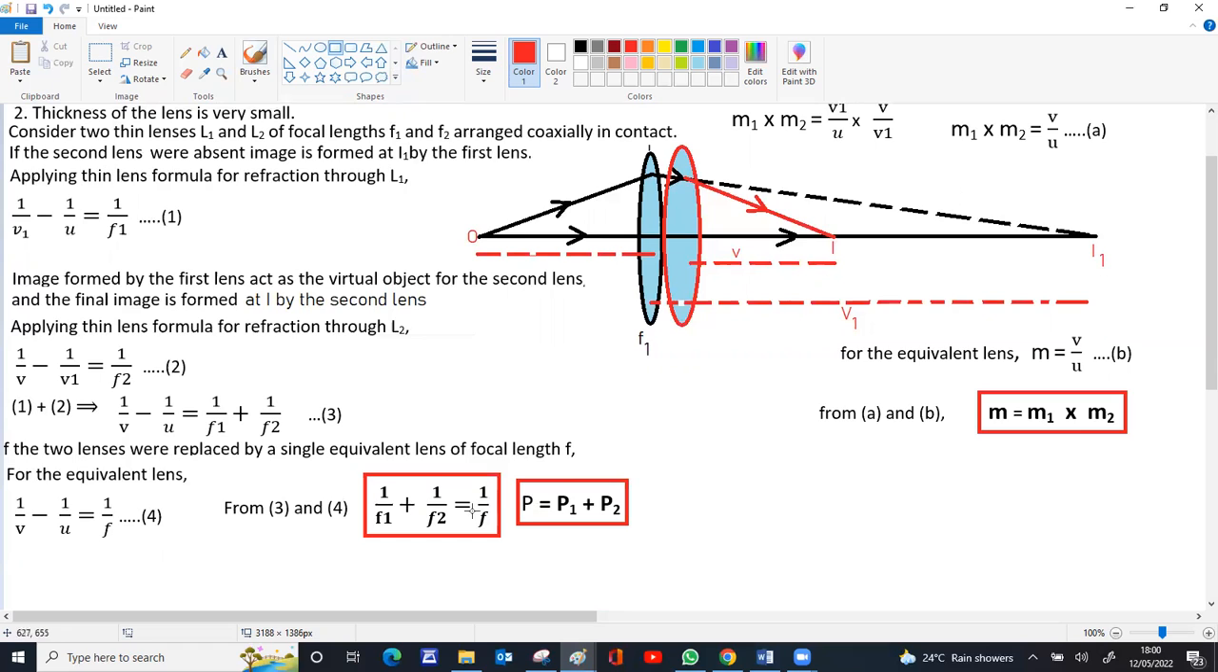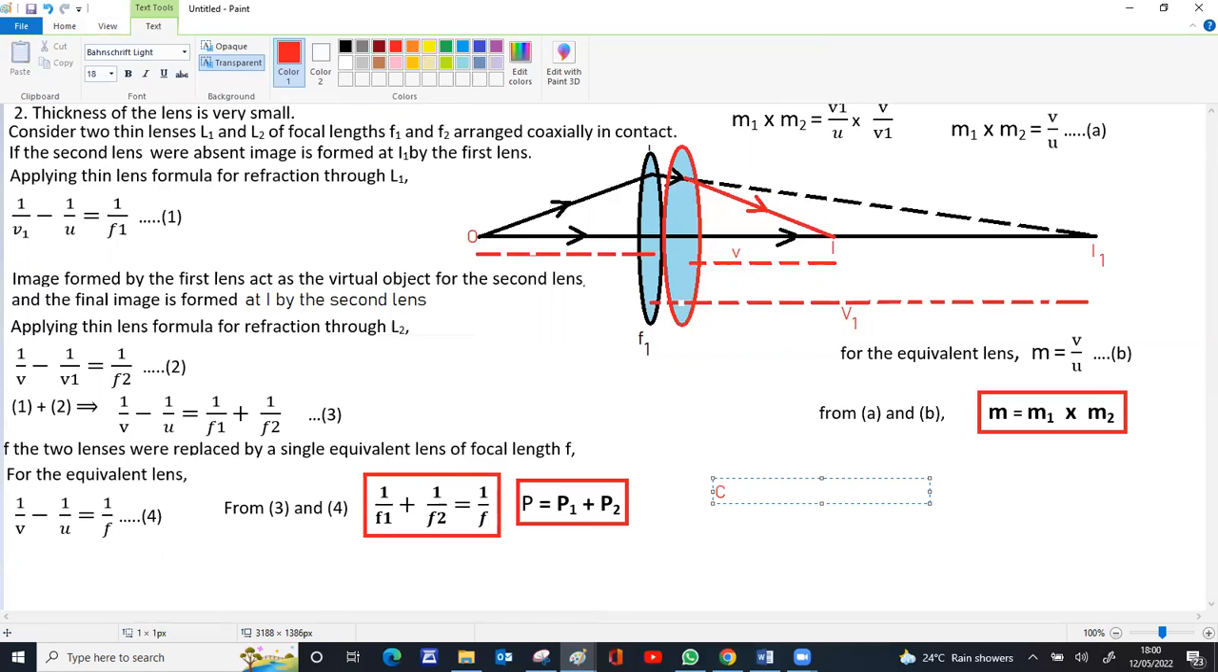Now, these two formulas are valid with proper sign conventions. For converging lenses, f and P are positive, and for diverging lenses, f and P are negative. So the same formula is valid for both converging and diverging lenses, only the suitable sign convention is to be applied.